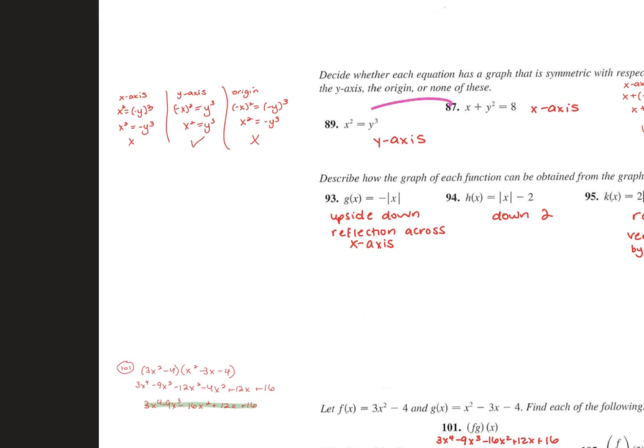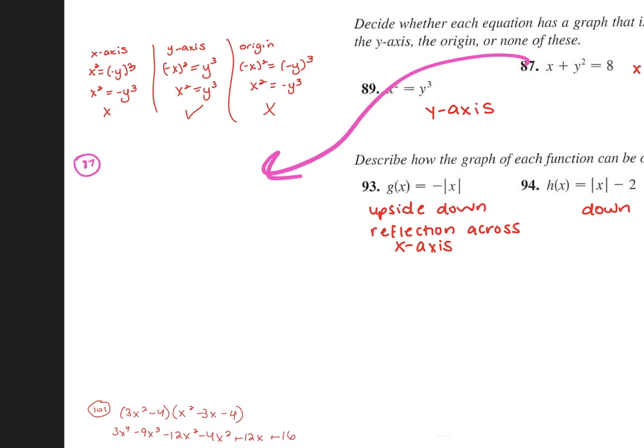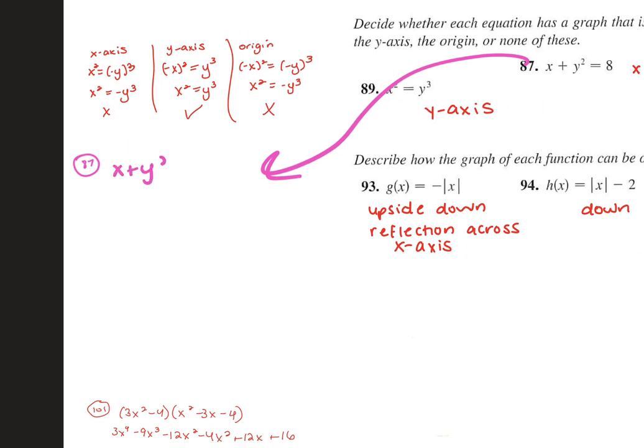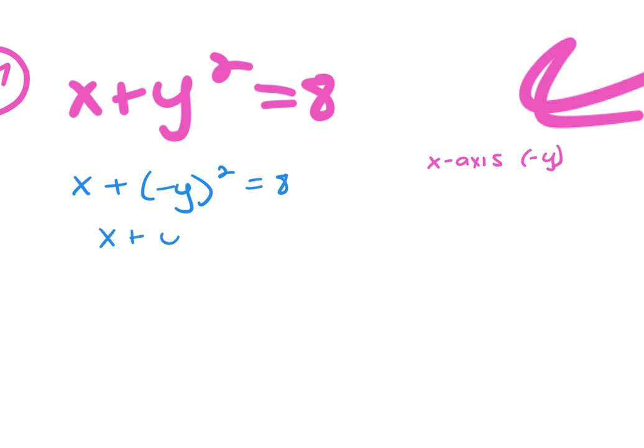Sure. So here we'll do 87. So the test for symmetry, when it's not a function already, which is what's happening here, to test for x-axis symmetry, we do the negative y. So I'm going to change my y to negative y. And then because it's a negative squared, it goes back positive. So the rule is if it matches the original or every sign is different, then it passes that, which means this does have x-axis symmetry.